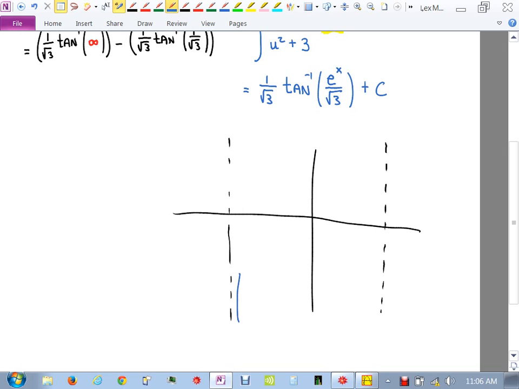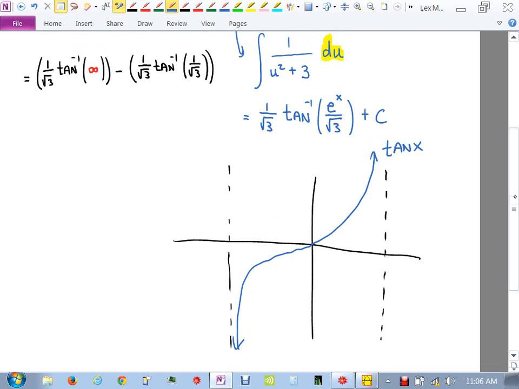Tangent does this. Right, that's tangent, not inverse tangent. That's tangent of x. So when you're asking, what's the inverse tangent of infinity? You're saying, on the tangent function, what value makes it go to positive infinity?